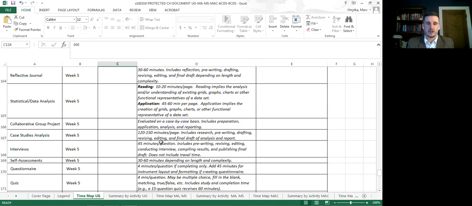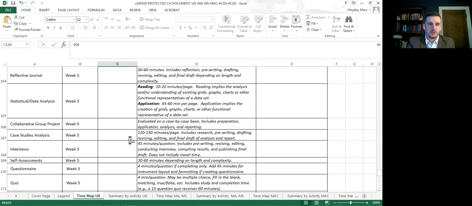It's a little bit different than other papers in that you're providing most of the content. The students aren't having to find outside sources, but they do need to carefully go over all of the resources that are provided as part of the case study and then write a paper based on that. And that is at 120 to 150 minutes per page. That includes any research that they need to do, pre-writing, drafting, revising, and even reading some of the case material.